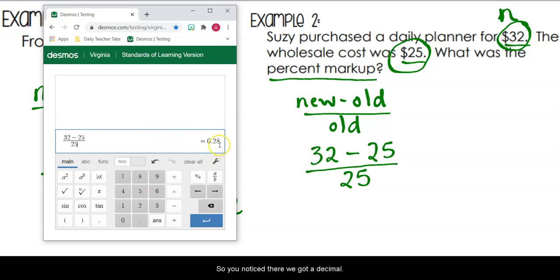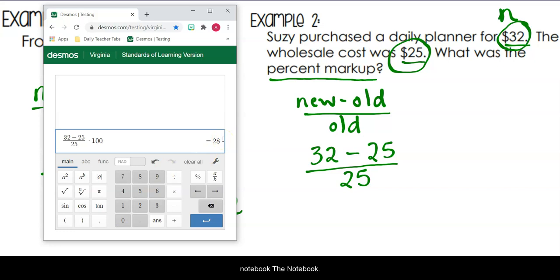Now you notice there we get a decimal. Again, we need to change that to a percent. I could even do that right here on the same line because I know that when I multiply a number times 100, it moves the decimal place 2 places to the right, which turns this into a percent. So I'm going to multiply times 100. And then that gives us our percentage, which is 28%.